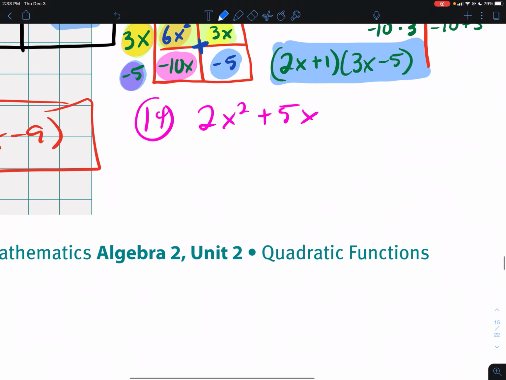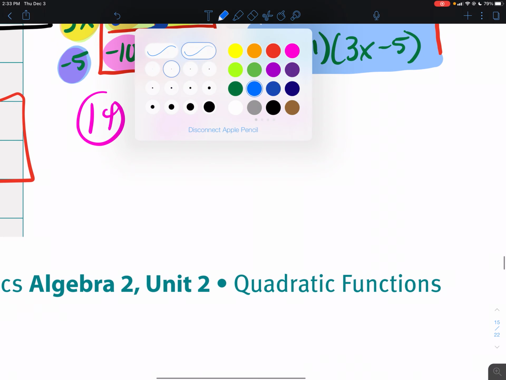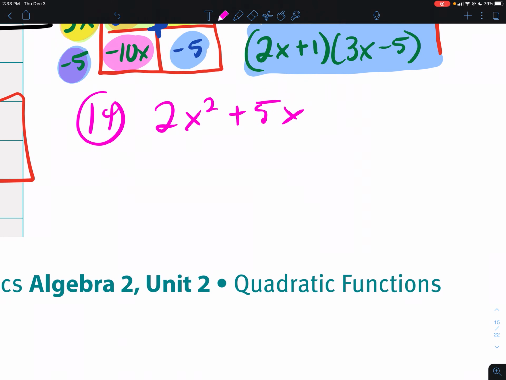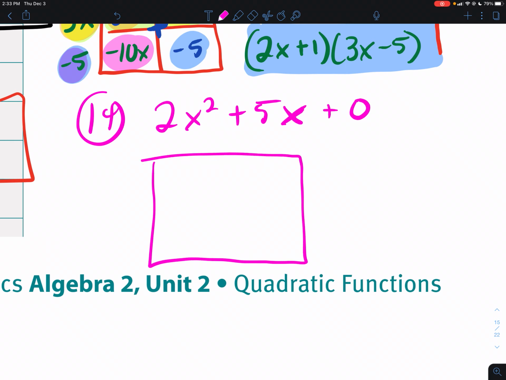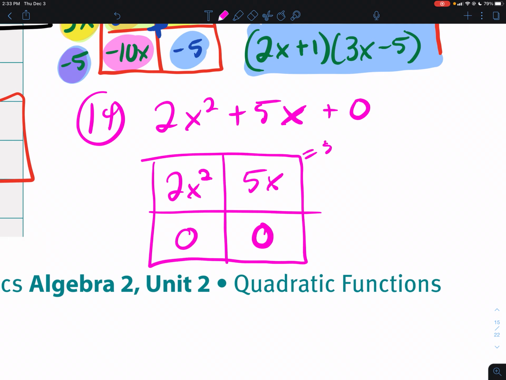Okay, number 14. I bet this threw a lot of you off because it doesn't have the C. It doesn't have a C here, and I've seen a few people handle this differently, but really we can think about it this way. We can make the box, and then the 2x squared goes here. There is no C. And then our 5x can go here. 0 plus 5x equals 5x, right?